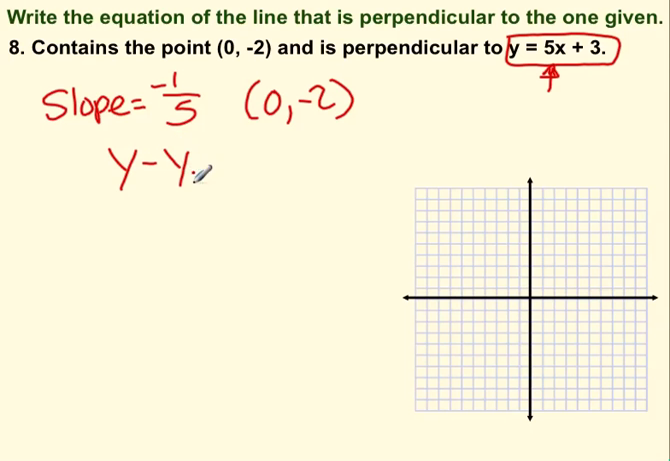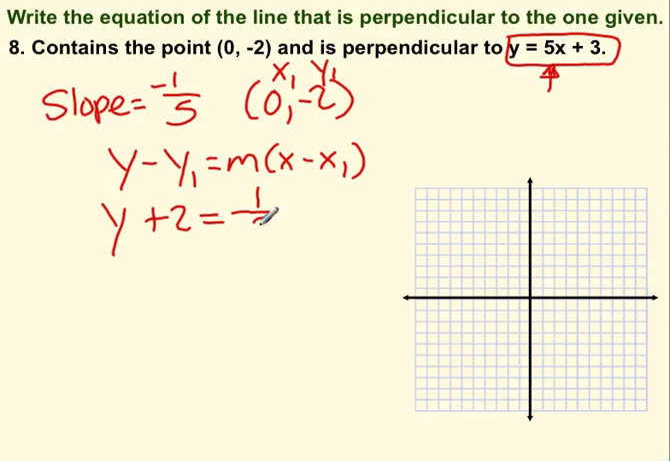y minus y sub 1 equals m times quantity x minus x sub 1. This would be your x, your y. Make sure you include the subscripts. Plugging that information in, y minus a -2, y plus 2 is equal to slope, -1/5. Ooh, that all kind of ran together. I'll put a negative sign up here. Times the quantity x minus 0. This is still y plus 2.